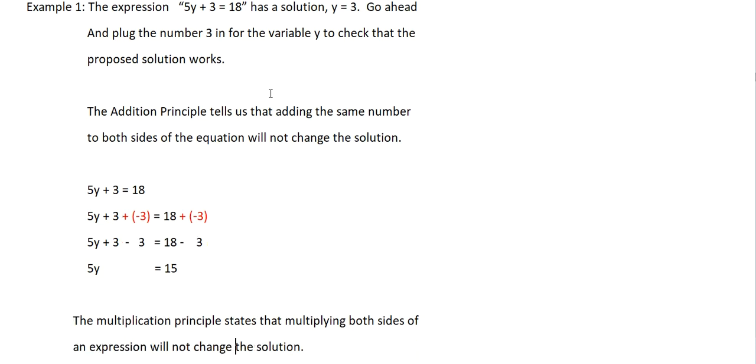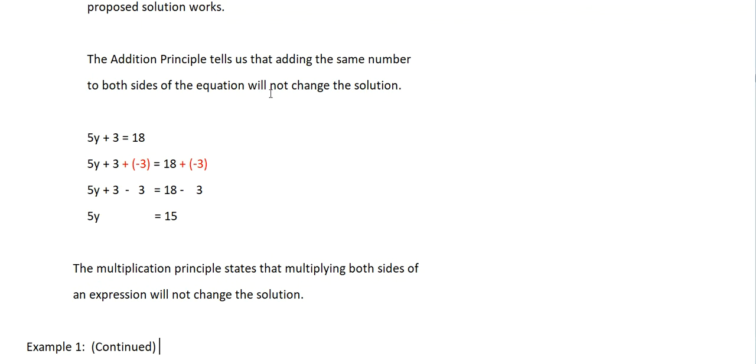Okay, so the addition principle tells us that adding the same number to both sides of the equation will not change the solution. So if we start with 5y plus 3 equals 18, well, let's add a negative 3 to both sides. Now you'll see in a moment why I chose negative 3. I could have added 10 to both sides. Minus 3 is going to be a little more useful.